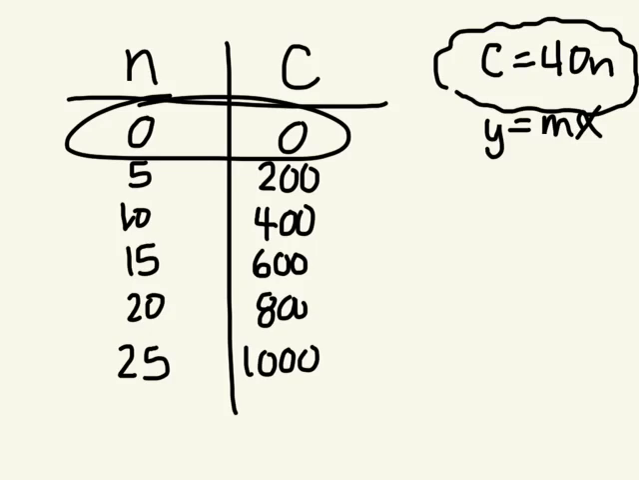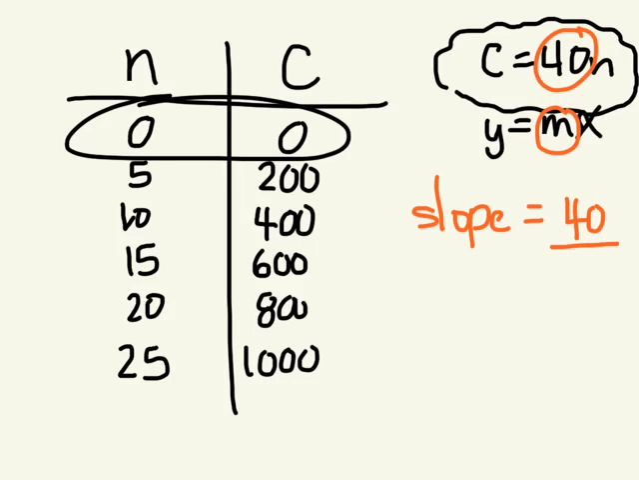Now that you know what form it's in, what's the slope of the line? What's the slope? Jose? 40. Right? It's the number in front of the variable. The slope is 40, so the rise is 40. What's the run? 1. Good. That means that for every 1 person, what is the cost increase by? $40.